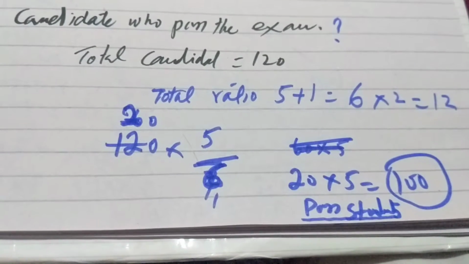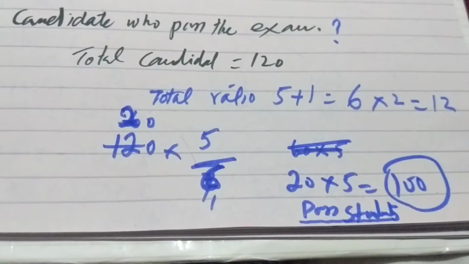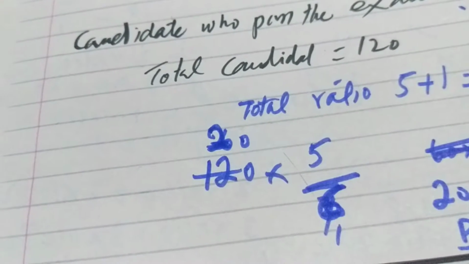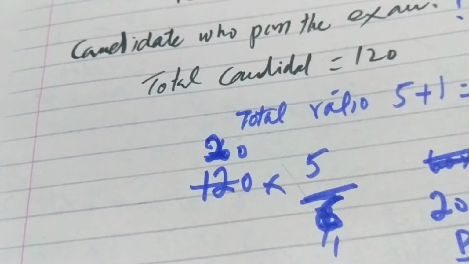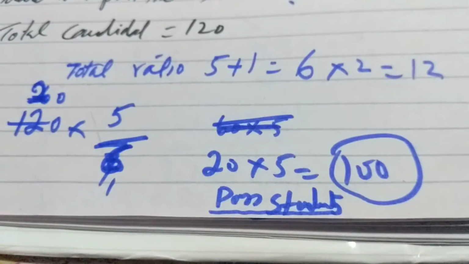The total of students, pass and fail, is 6. So 6 and 120 are further subdivided. The answer will be 20 multiplied by 5. The final answer is 100. Thus the total number of passed students is 100.